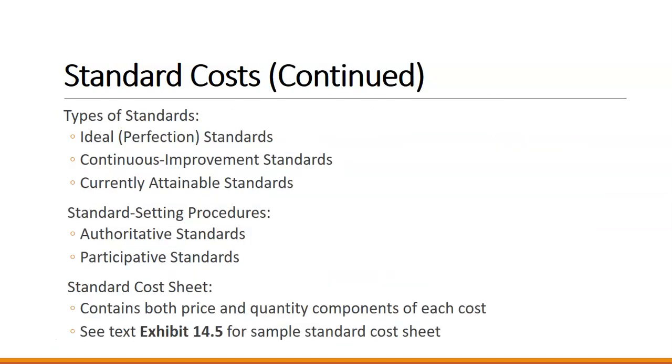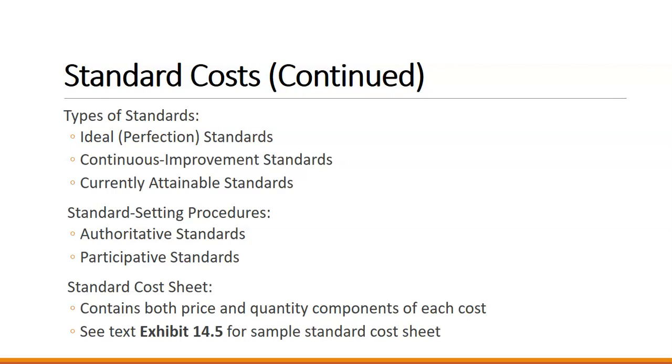We have multiple different kinds of standard costs. So we have ideal or perfection standards. These are the standards that would exist if we had perfectly running operations. So if we were at our maximum efficiency, it's very difficult to hit these standards, but not impossible.